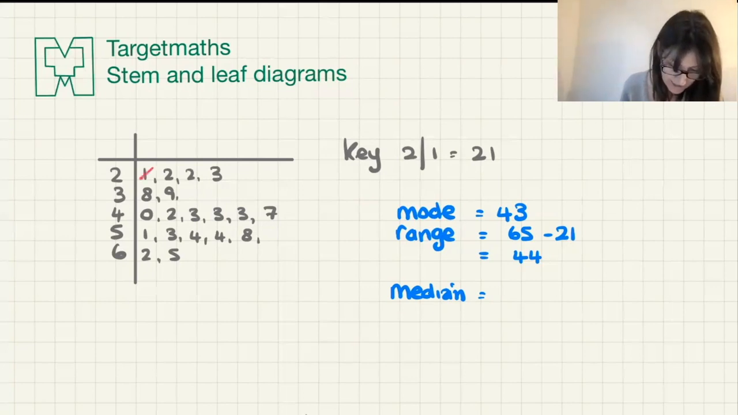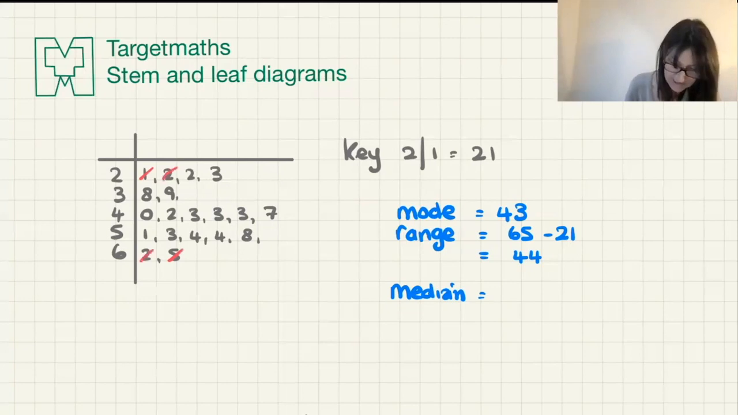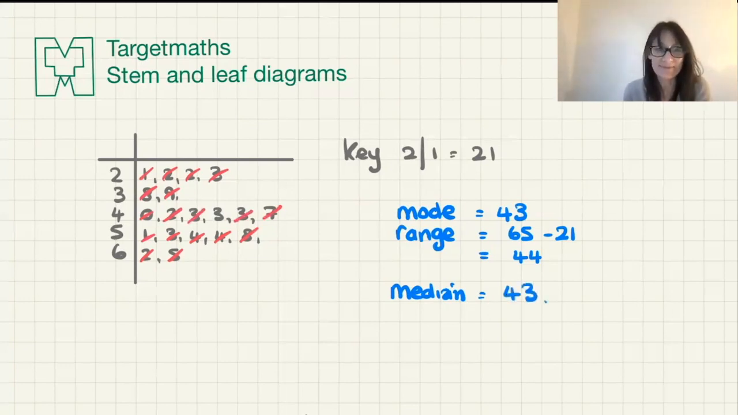So 21 is the smallest, 65 is the biggest. So it's like boom, boom. They're the end 2. Now we come in and we do the next end 2. So 22 and 62, then 22 and 58, 23 and 54. So I'm going forwards and backwards, forwards and backwards, forwards and backwards. There's another forward with another backward, another forward with another backward. And that gives me 43 as my median. That's the one in the middle.